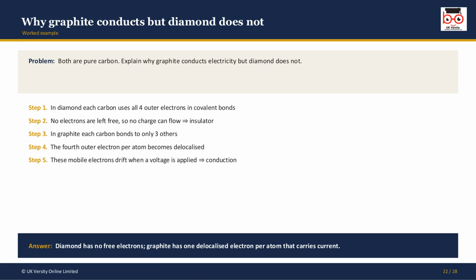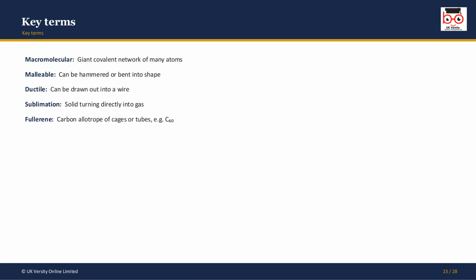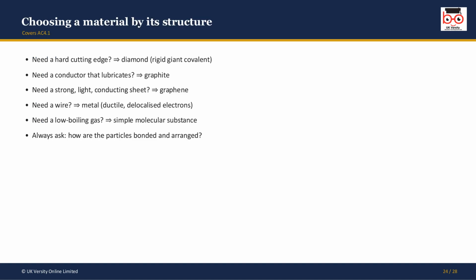So it comes down to this. Diamond has no free electrons. Graphite has 1 delocalized electron per atom to carry the current. A few final terms. Macromolecular means a giant covalent network of many atoms. Malleable means it can be hammered or bent into shape. Ductile means it can be drawn out into a wire. Sublimation is a solid turning directly into a gas, and a fullerene is a carbon allotrope of cages or tubes, such as C60.